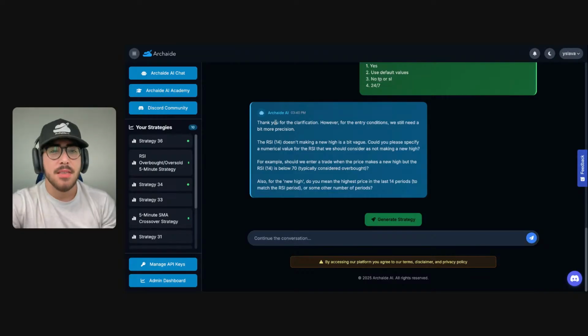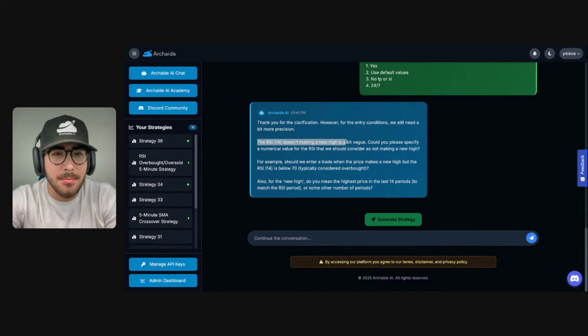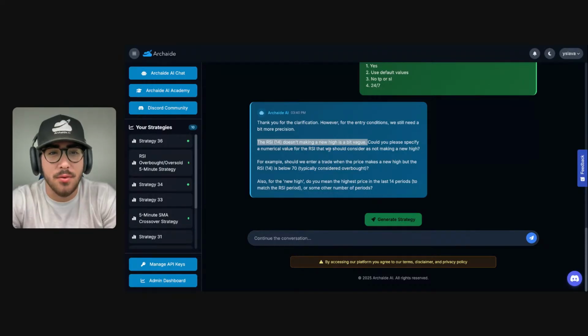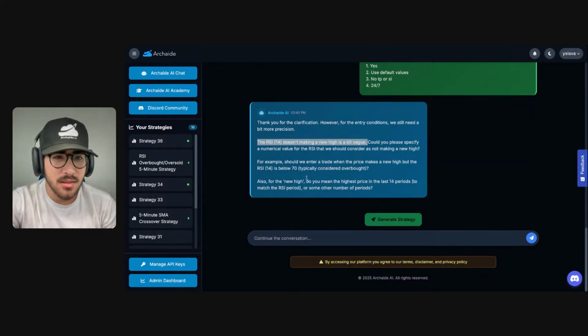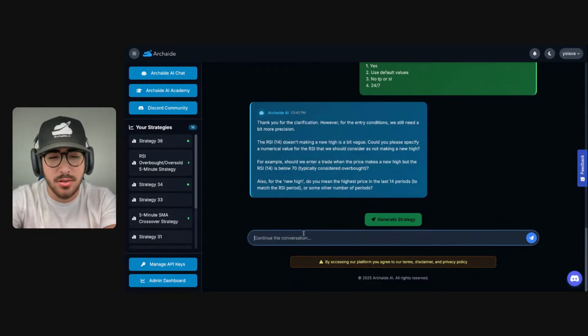Thank you for the clarification. However, the entry conditions still need to be a little more precise. The RSI making a new high is a bit vague. Could you please specify a numerical value for the RSI that we should consider as not making a new high? For example, should we enter a trade when the price makes a new high, but the RSI? And so we'll just literally say, yes, do that.